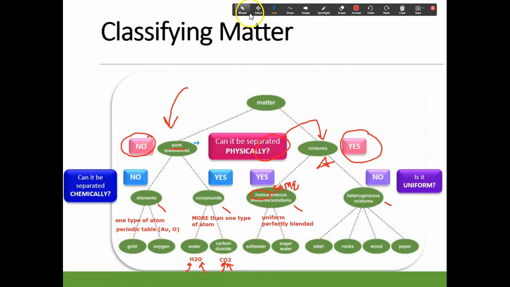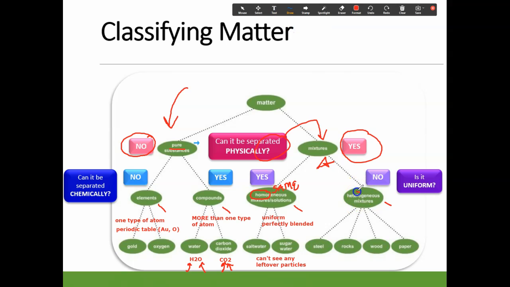And examples here would be salt dissolved into water and sugar dissolved into water, both of which dissolve completely so that you can't actually see any salt or any sugar left over. Can't see any leftover particles. So it looks exactly the same. It's completely blended. If you took a sample of sugar water from the top of a cup versus the bottom of a cup versus the middle of a cup, they would all taste and look identical. Completely uniform, completely the same.